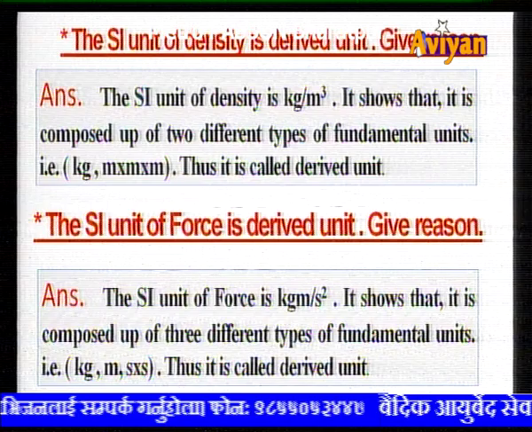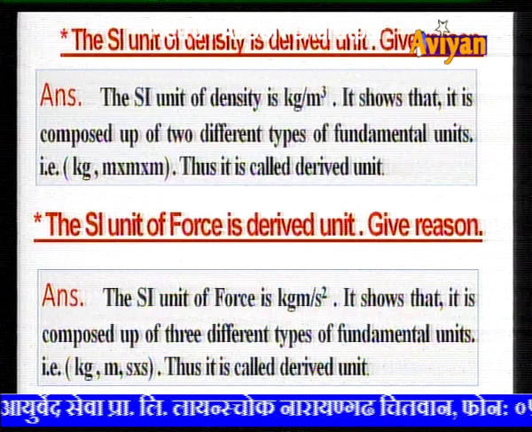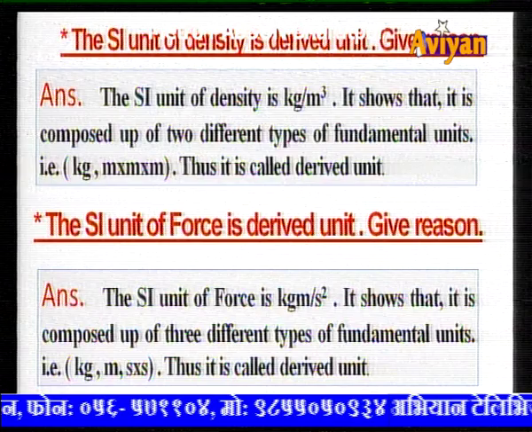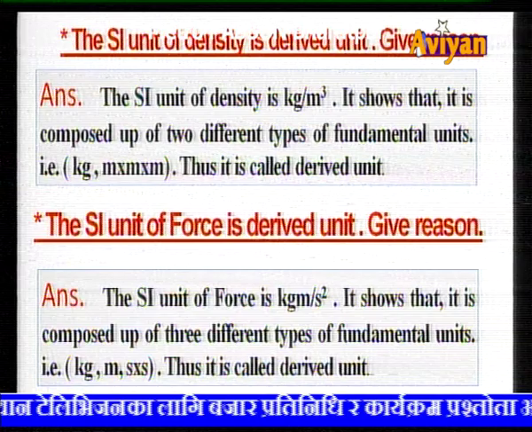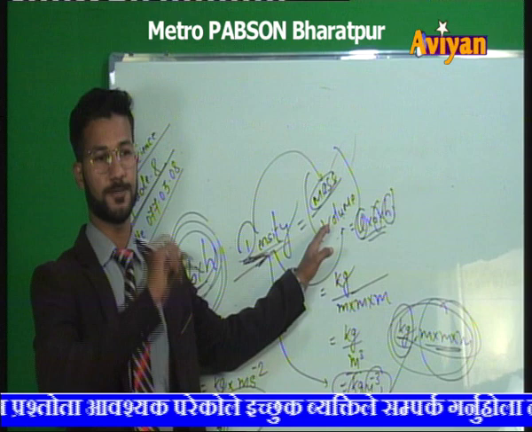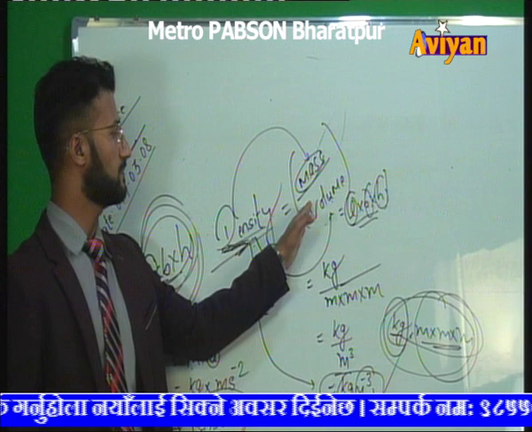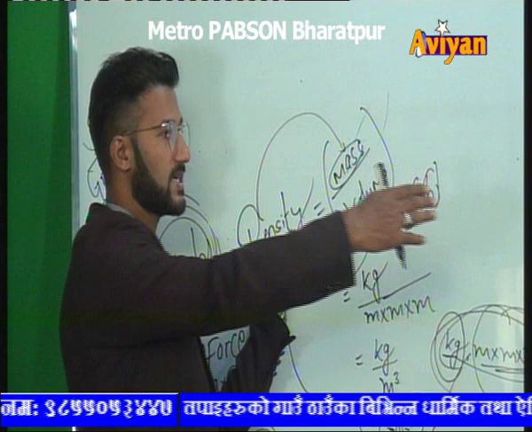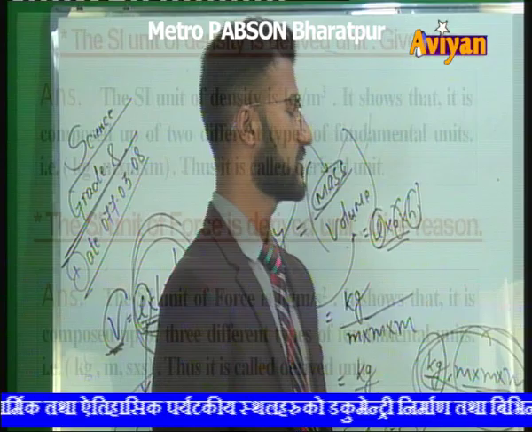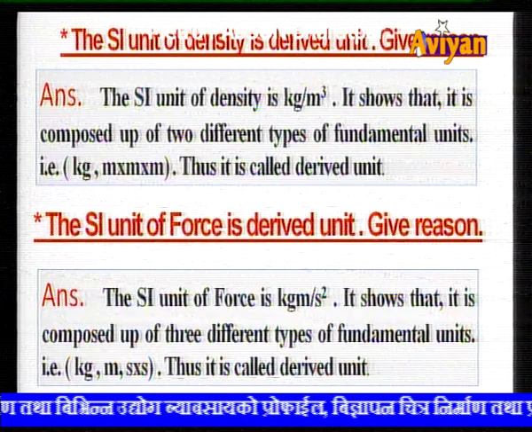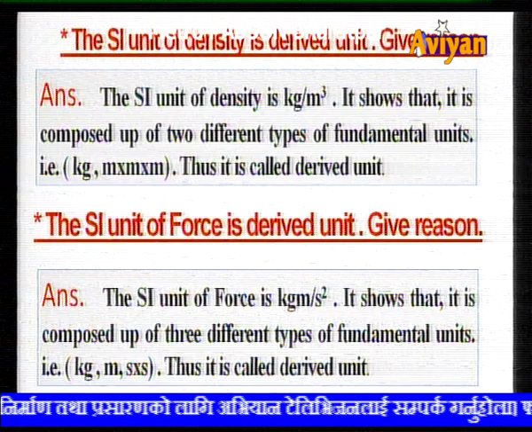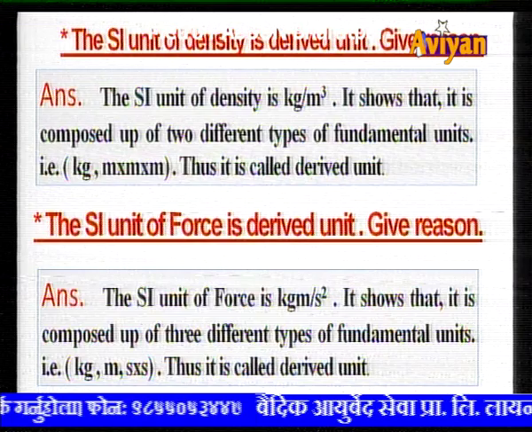See there, the very first question. The SI unit of density is a derived unit. Give reason. I just explained before, density includes mass and volume. You must know that the density formula is mass upon volume, because it is composed of different fundamental quantities. It is a derived quantity. The same is explained on the screen. You can see, look at the screen. The SI unit of density is kg per meter cube. It shows that it is composed of two different types of fundamental units. There the question is about unit, so the answer also includes the terms related to units. The SI unit of density is kg per meter cube.